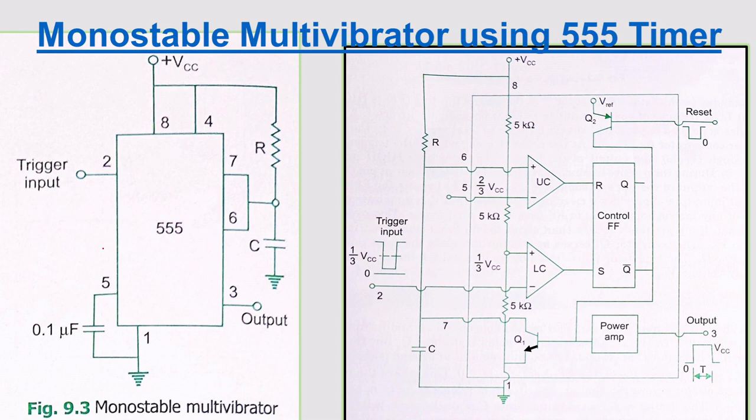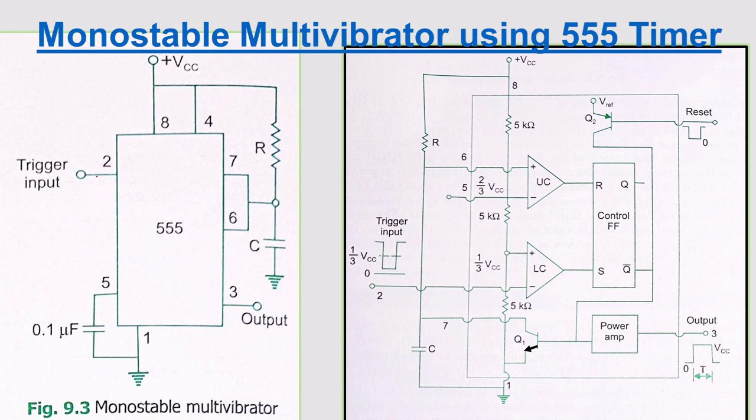Here I am doing some modification. You can see here in the fifth terminal a capacitor is connected. We know that is the control voltage. If you are not using it, you connect a capacitor to the ground to avoid some noise or ripples from the DC voltage. This is a thing we learned in the previous lecture, right?